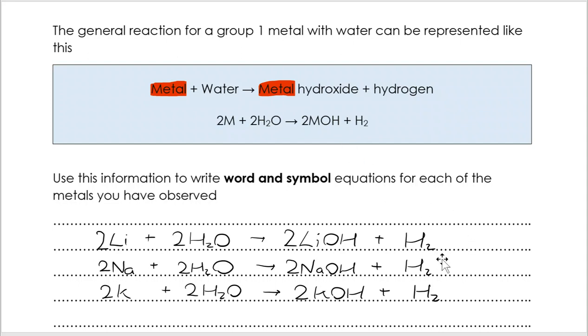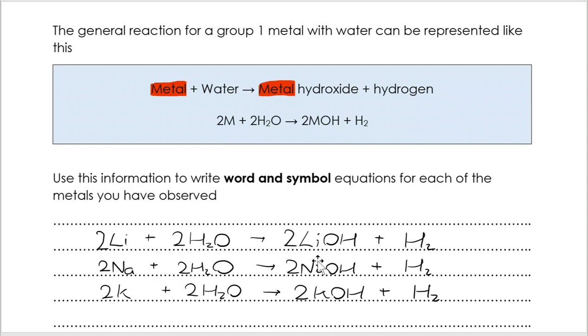Now let's have a look how this compares with the observations. Here is the hydrogen that we know is produced every time, that we can investigate by inserting a lit spill if we collect it. In the case of potassium, it ignites automatically, we get the violet flame.